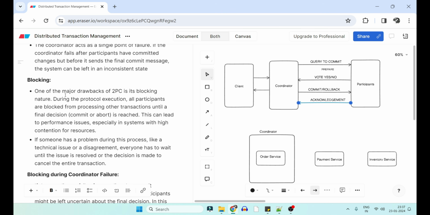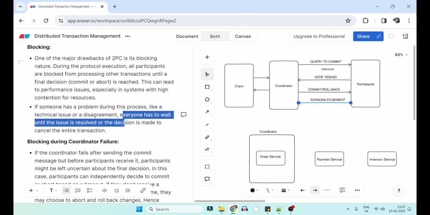Also, it's blocking. So the synchronous nature has a blocking issue. During the 2PC execution, until inventory service makes sure that yes, the quantity is there, payment cannot be taken. So this leads to a performance issue. And since everybody has to wait, the decision is completely blocking.